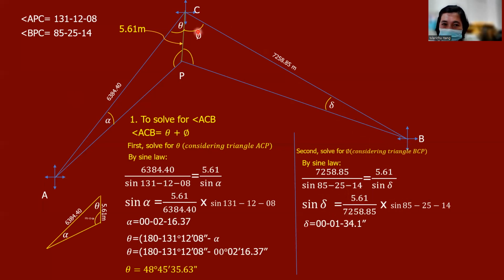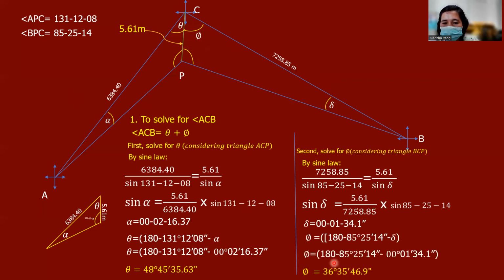So our goal is to compute for phi. So how are we going to get this? Just add our gamma, which is 1 minute 34 seconds, to this 85 degrees. Tapos minus 180. Since triangle to, minus 180, you can get the value of our phi. So our phi now is equivalent to 36 degrees, 35 minutes, and 46.9 seconds.